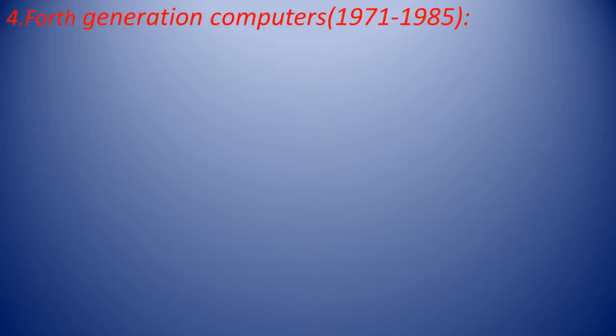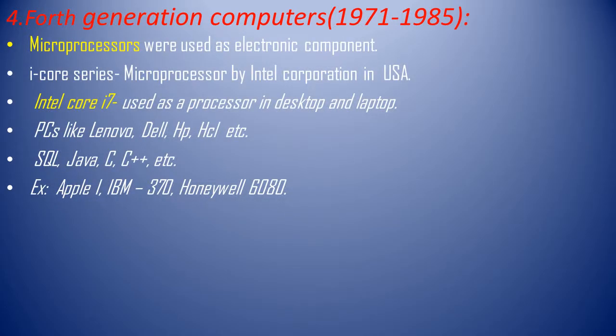Fourth generation computers are from the year 1971 to 1985. Microprocessors were used as electronic components. Intel Core series is one kind of microprocessor by Intel Corporation in USA. Intel Core i7 is used as a processor in desktop and laptop. Some of the PCs like Lenovo, Dell, HP and HCL were developed under 4th generation computers.